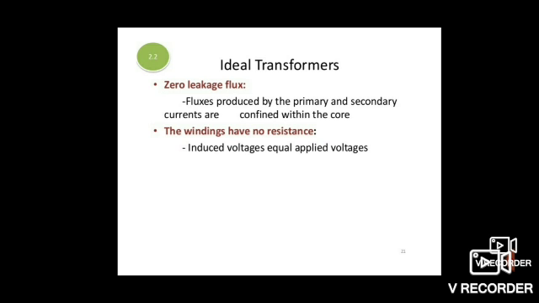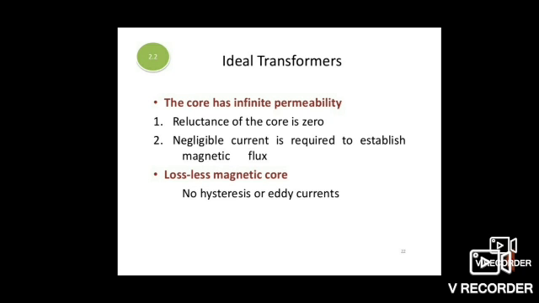The second one is that the windings have no resistance. Therefore, the induced voltages equal the applied voltages, since the primary winding and secondary winding have no resistance. Then the core has infinite permeability. That is, the reluctance of the core is 0.